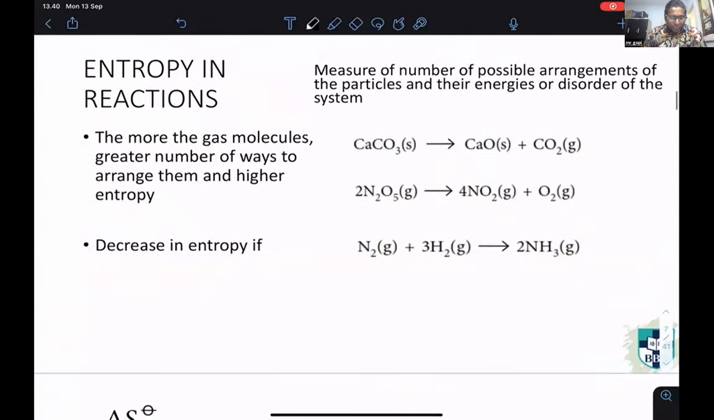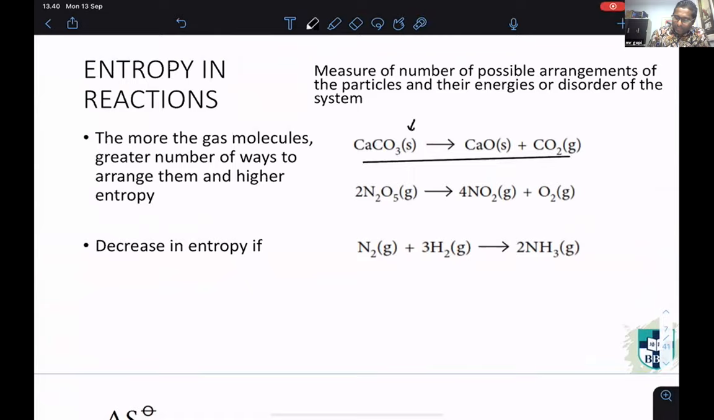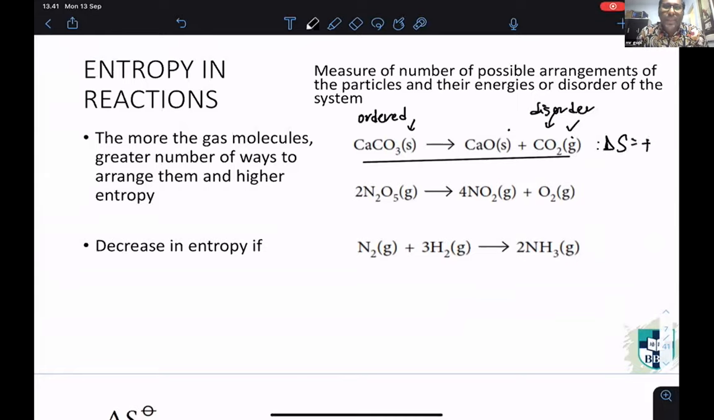Now, if you look at entropy in terms of reactions, if you have this reaction, you can see there is a solid, and then suddenly there is a formation of gas. The more gas molecules that are formed in the products, it tells us that there is a greater number of ways of arrangement. It means the entropy of the products is going to be greater. So if I'm going to predict the entropy change for this reaction, I can predict it is going to be positive, because from solid you are getting solid and gas, from ordered to disordered. So your entropy change most likely is going to be positive. You can predict.